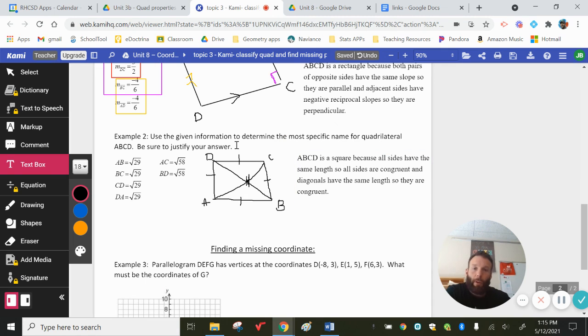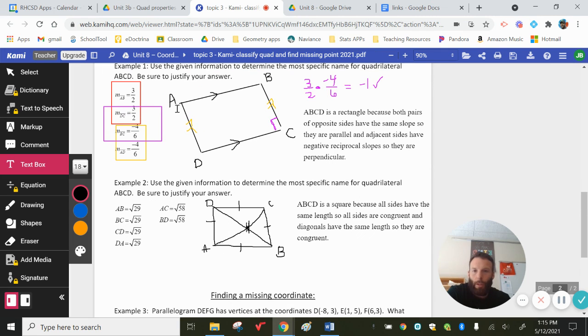Now, that's the first part of this lesson, using information that you're given to classify the quadrilateral, the most specific name for the quadrilateral. I'm going to come back with a second video to talk about finding a missing coordinate.